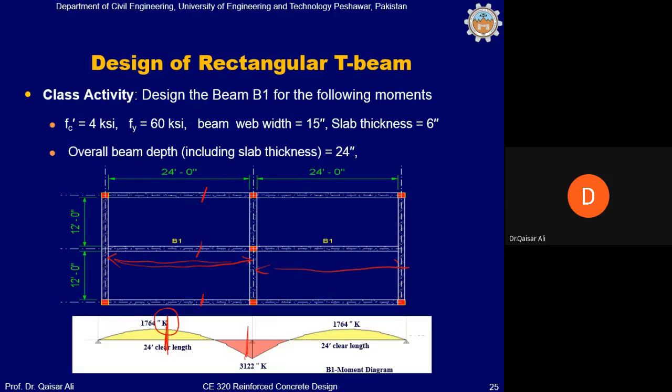And then for the negative bending moment, there is no need of BF because the flange is in tension and the tension part is already ignored. So we will treat this beam as exactly a rectangular beam with B equal to BW, not BF. You can try this yourself.